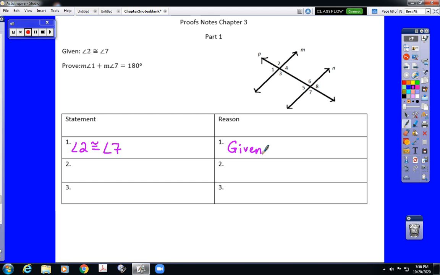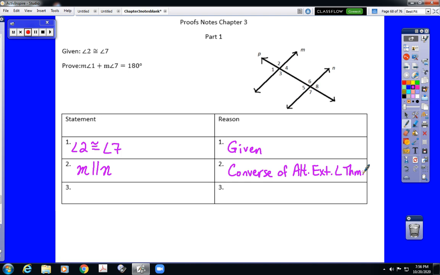So the fact that angle 2 is congruent to angle 7 is enough for us to definitively state that line M is parallel to line N by the converse of that theorem, the alternate exterior angle theorem. Which says that if a pair of alternate exterior angles is congruent, then the lines must be parallel.